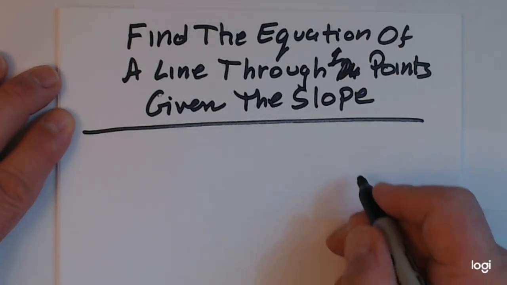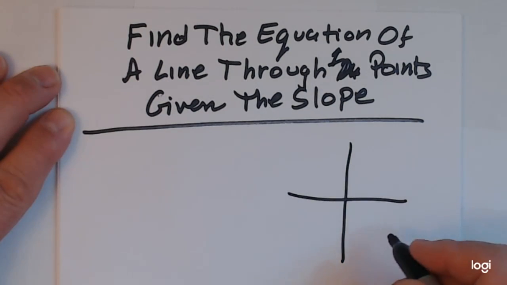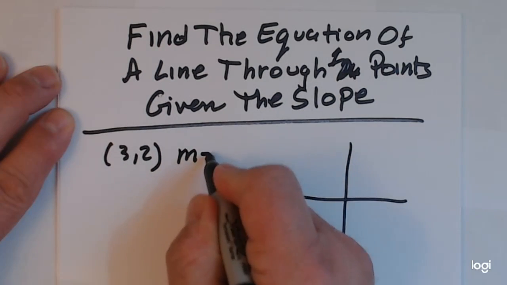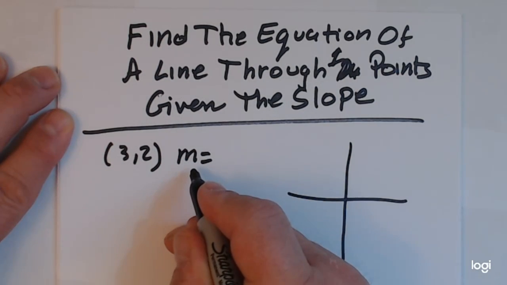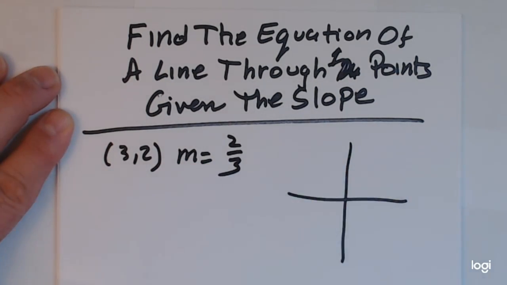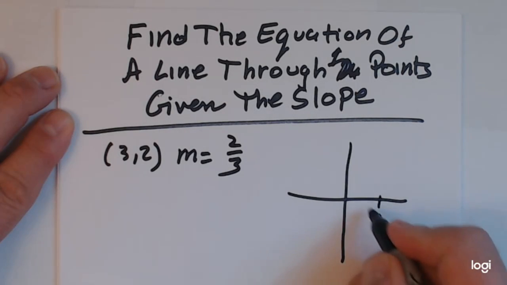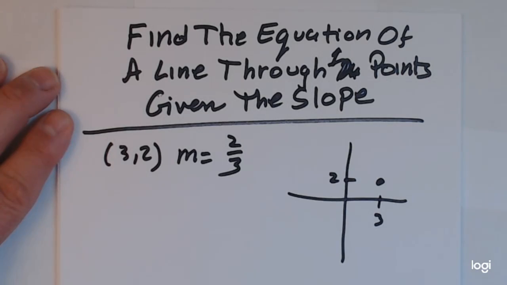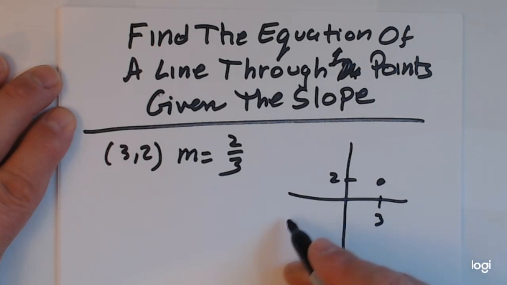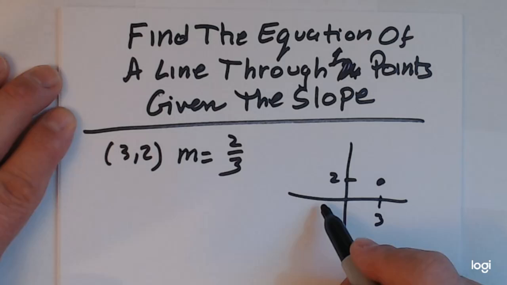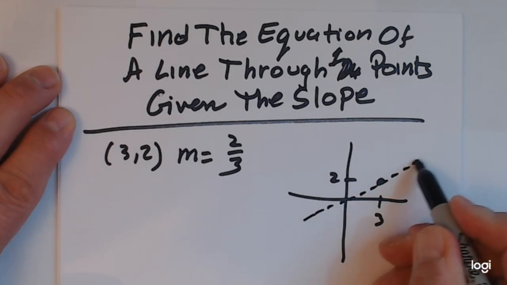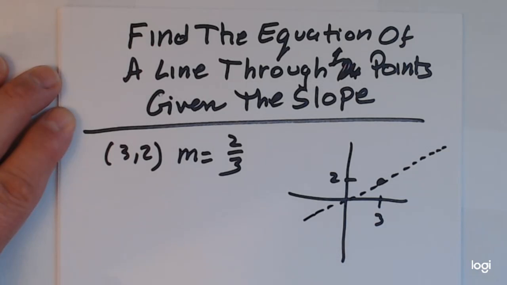Let's take a look at the graph real quick, and let's take a look at a point (3, 2), and m is how we refer to the slope. So m is equal to 2/3. So (3, 2), we can call this 3, we can call this 2. So here's a point, and we want the equation of a line through that point with the slope of 2/3. So it would be a line something like this. Okay? So let's see how we go about that.